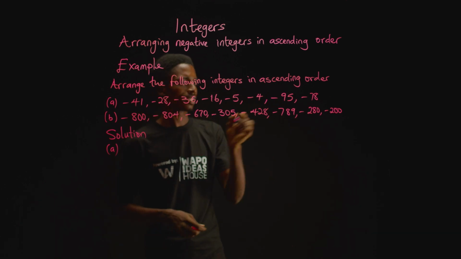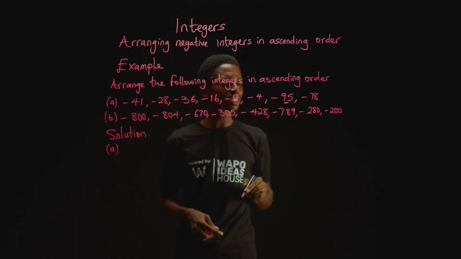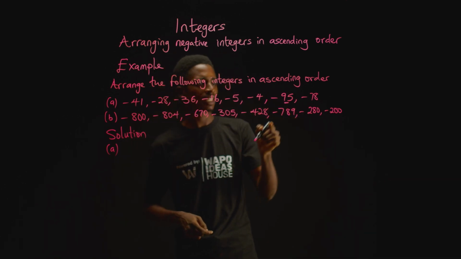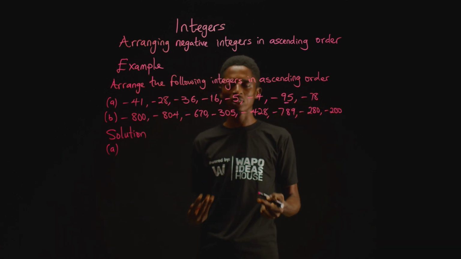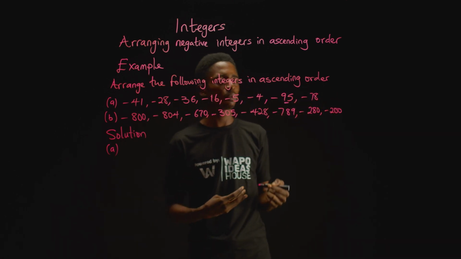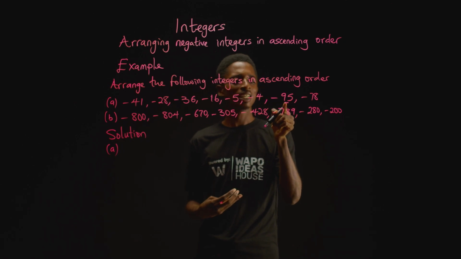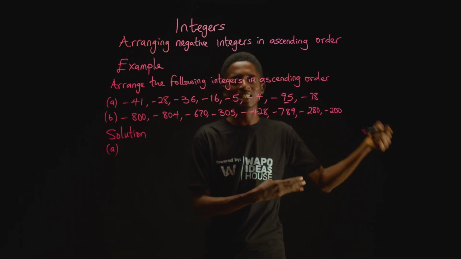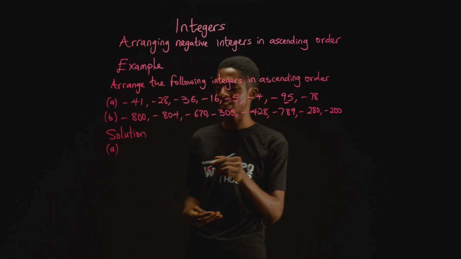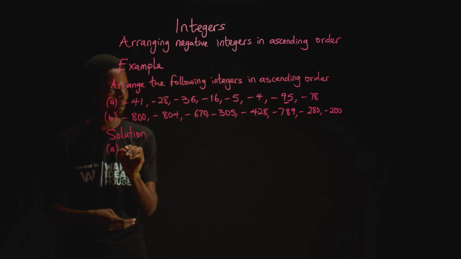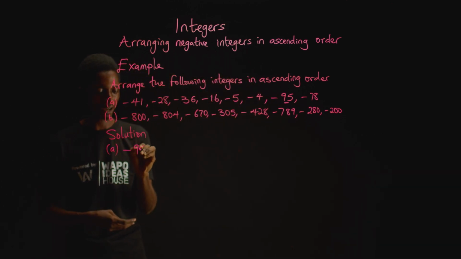Of all of these, this minus 95 seems to be the highest if it were a positive number. But since we are dealing with negative numbers, it means this person is missing 95 items. So in that case, it is the smallest number, minus 95.